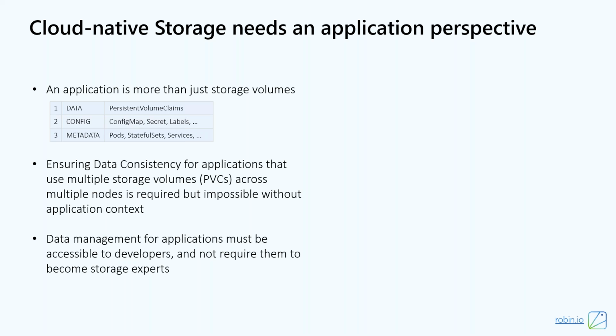So one thing we do is we make Robin storage application aware. So here, when you deploy, let's say, a Postgres database, you're not deploying only the persistent volume claim, right? There are other components, like configuration components and metadata components. So how do you make sure of the consistency of a snapshot across all of these components? And that's where Robin automates a lot of stuff.